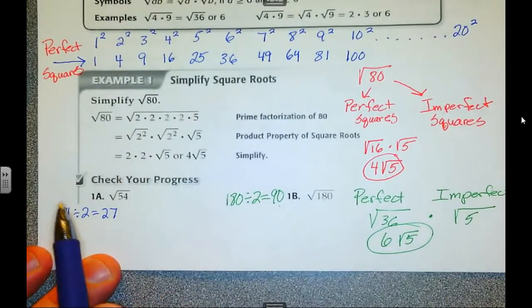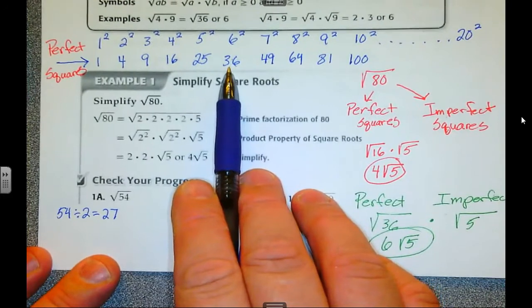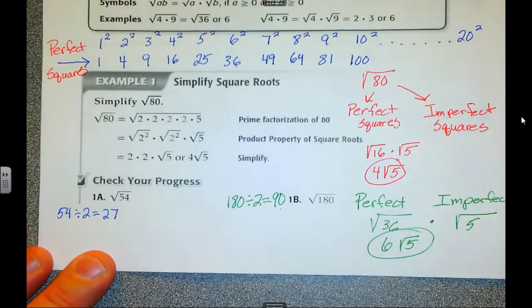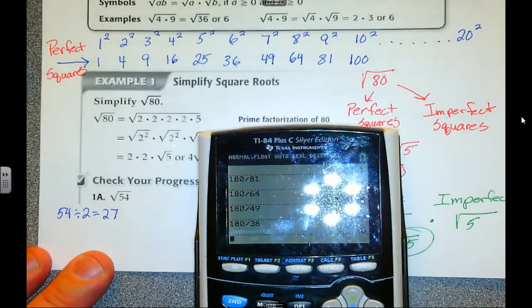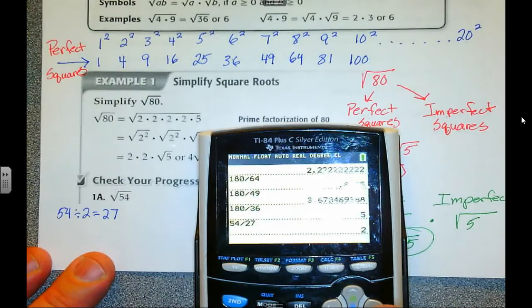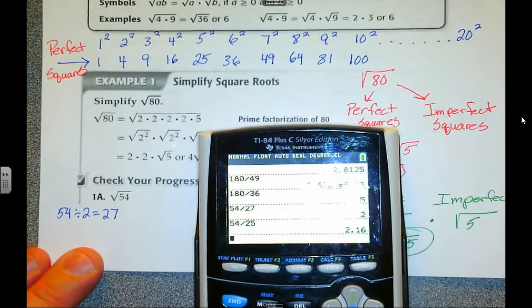Okay, so 54 divided by 2, 27. So the first largest perfect square that's less than 27 is 25. And go through the whole process. 54 divided by 27 equals 2. Oh, what am I doing? 54 divided by 25, I'm sorry, the largest perfect square. And the decimal, keep going.